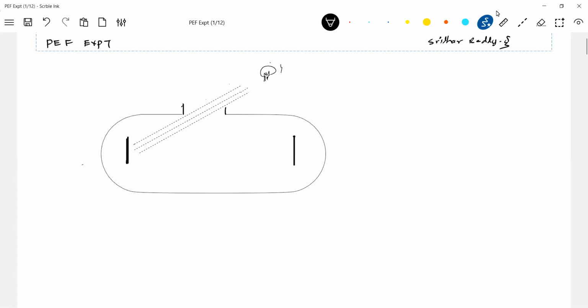There's a bulb having wavelength lambda and intensity is high. What is that intensity? How to vary intensity? By moving the bulb near to the window. This particular thing is called a window through which the light will enter, and these are the photons.